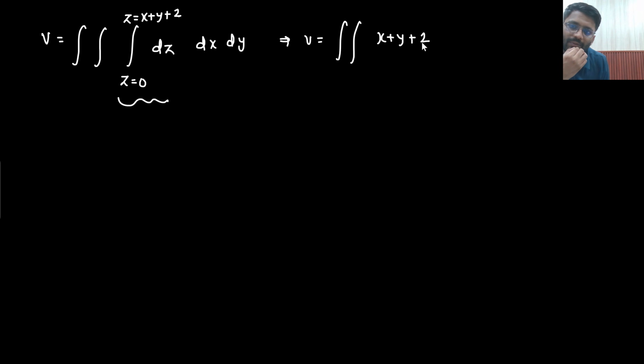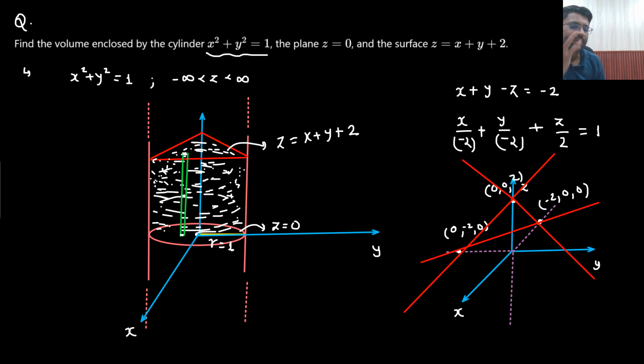So if I need to find out the volume, the volume would be written in this manner. About xy I will think, but first I need to think about z. z is going from 0 to x plus y plus 2, dz dx dy. So when I solve this much part, volume will come out to be the double integral of x plus y plus 2 dx dy for the region R.